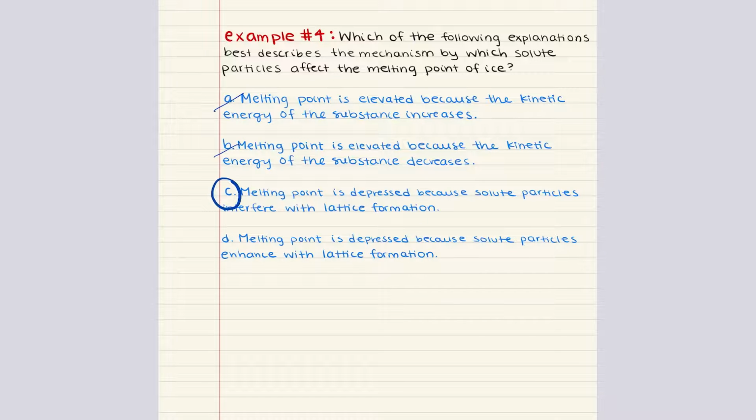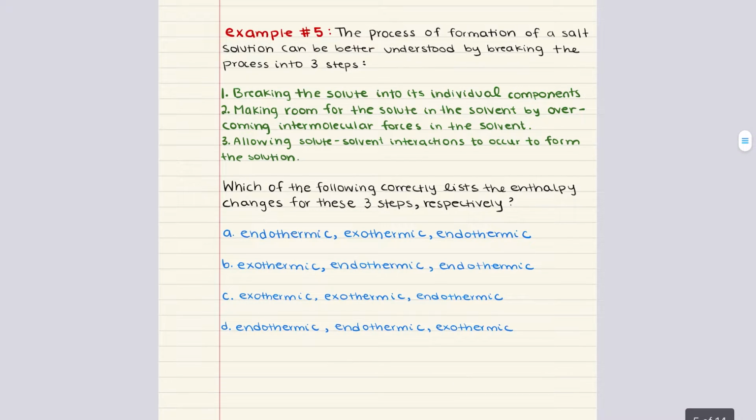4 is C. 5 says, the process of formation of a salt solution can be better understood by breaking the process into 3 steps. Step 1, breaking the solute into its individual components. Step 2, making room for the solute in the solvent by overcoming intermolecular forces in the solvent. Step 3, allowing solute-solvent interactions to occur to form the solution. Which of the following correctly lists the enthalpy changes for these 3 steps respectively?